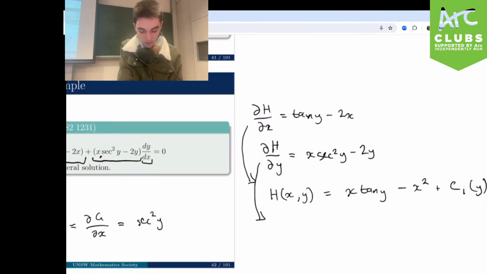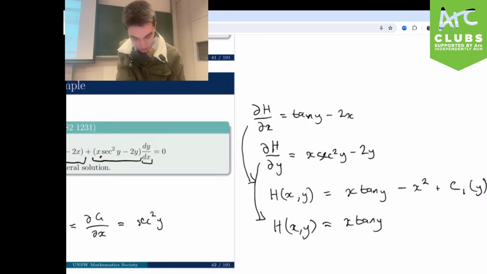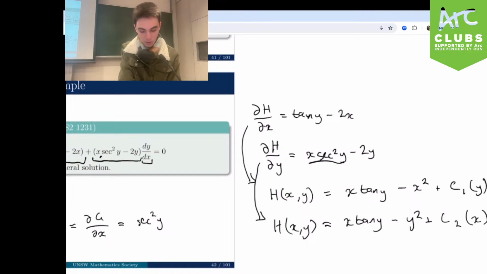Okay, and similarly, for the second equation that we have obtained, we know it implies that h of x and y is going to be of the form x tangent of y, integrating this part, minus y squared plus some second function of x, right? That would have vanished when you took the partial derivative with respect to y.